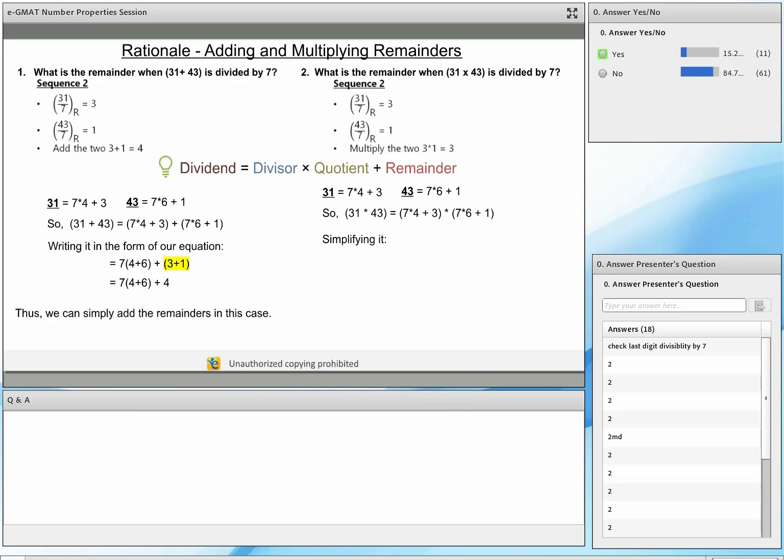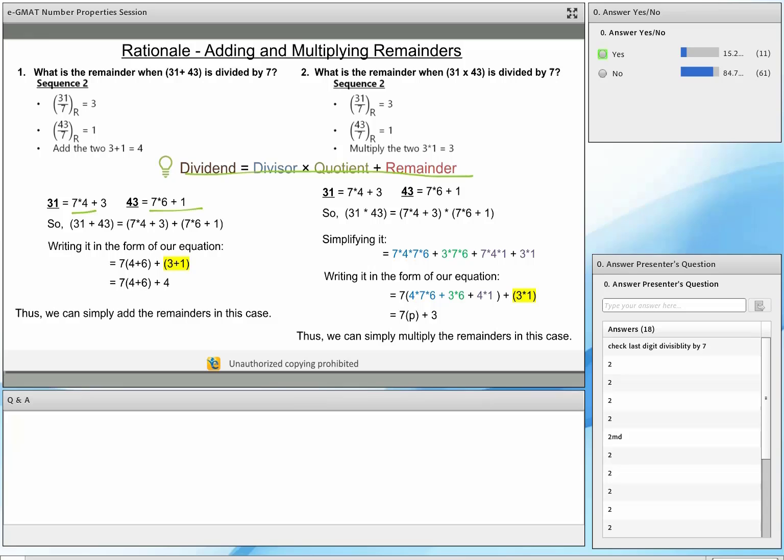Just walking you through this, essentially what we are doing is we're using the equation dividend is equal to divisor times quotient plus remainder, and we are then doing manipulation here. So I want you to do this on your own. Definitely, because this is going to give you the confidence in this particular concept.